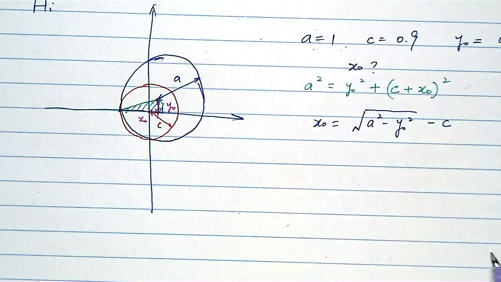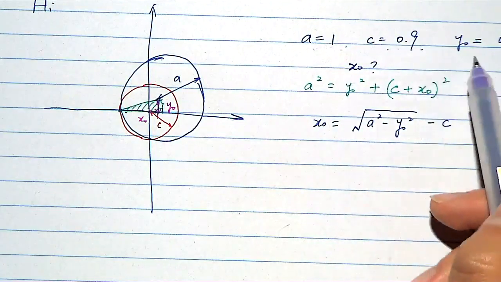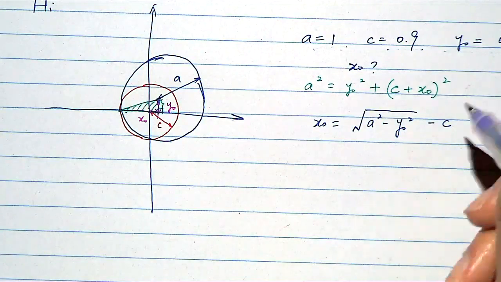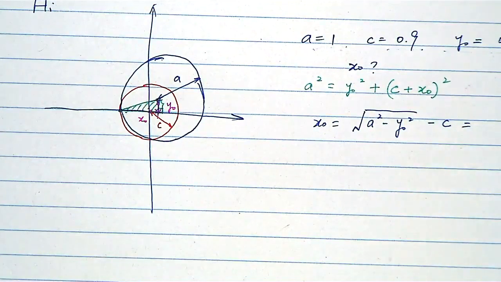So A equals 1, C equals 0.9, and y naught equals 0.2. We can plug all of this in. And what I calculated yesterday was I got 0.08 after substituting all the numbers into this equation. Okay?